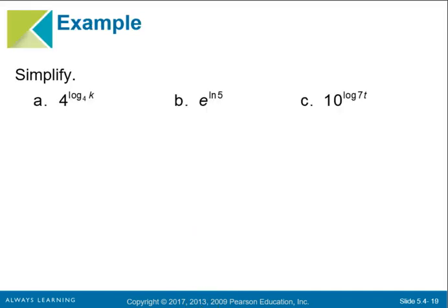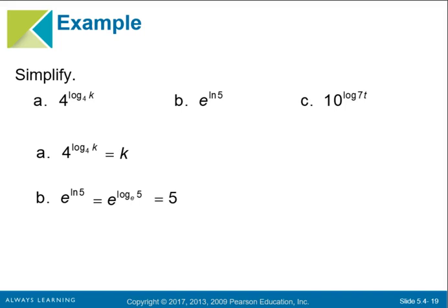All right, so here we're going to do the same process that we've been doing. I'm going to take a look at my 4 to the log base 4 of k. Remember that the 4 and the log base 4 are going to cancel out. So it's just k. Here I have e to the ln 5. Well, the e and the ln, those are going to cancel out. So I have a 5 as my result.